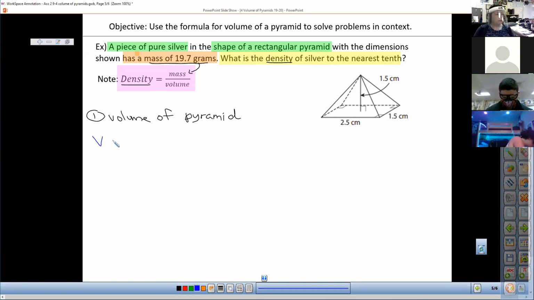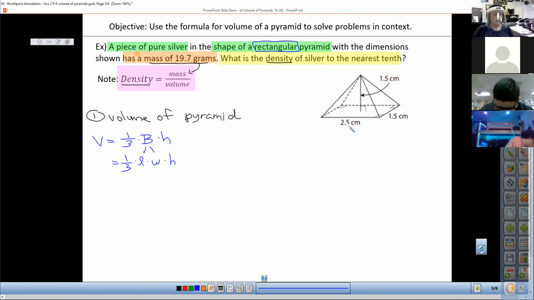So again, remember with pyramids, we have that 1/3 times base area times the height of the pyramid. Over here, our base is rectangular, so it's a rectangle. That means base area is length times width for that rectangle. So we end up with this becoming our formula.